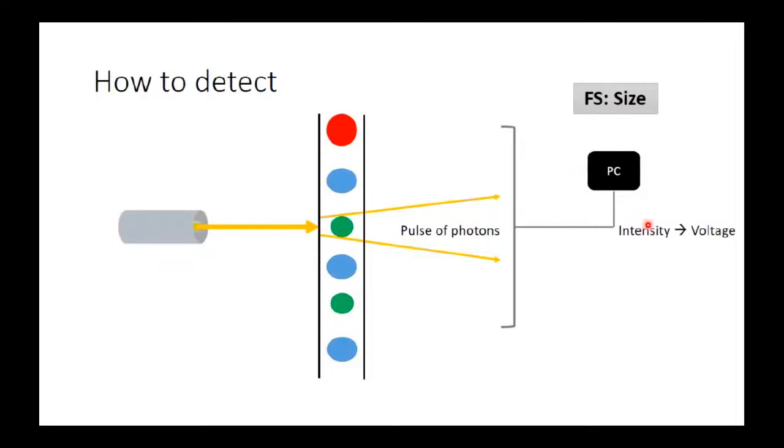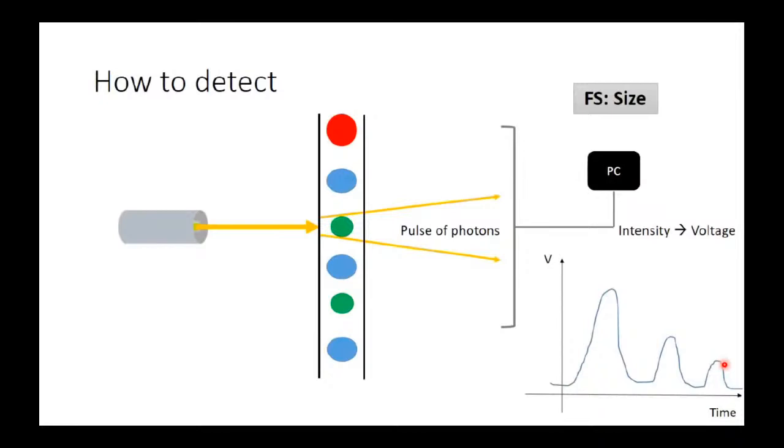The PC will convert the intensity of the light detected by the detector into voltage. And then I will get a specific amount of voltage for every cell passing through the laser beam. The PC will give me data similar to this. So every time a cell passes through the laser beam, I will get a specific peak: a high voltage peak for large cells and low voltage peaks for small cells.